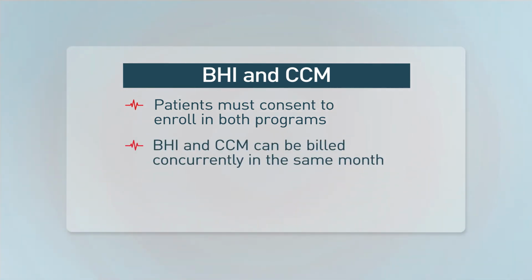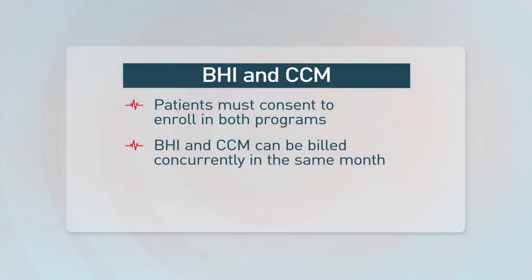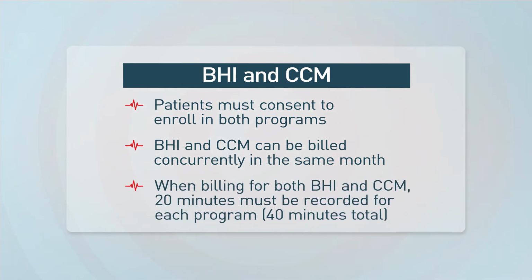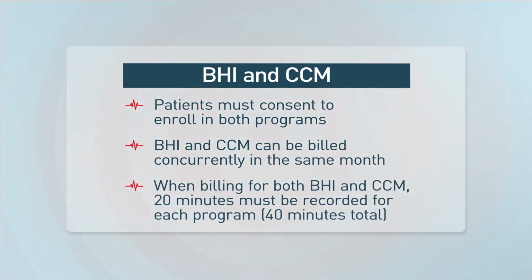Also, for billing purposes, you can bill concurrently each month for CCM and BHI for one patient. It is important that when billing for both CCM and BHI, you must record 20 minutes of services for each program, so 40 minutes total. When documenting that time, one thing to keep in mind is that you can't double dip time for both CCM and BHI. You can only count one time category for one program and another time category for another.